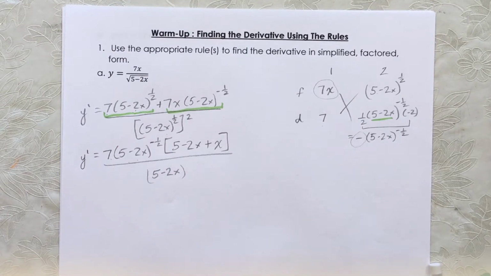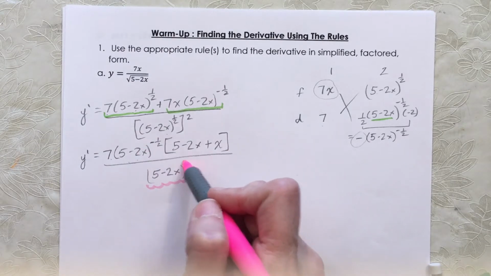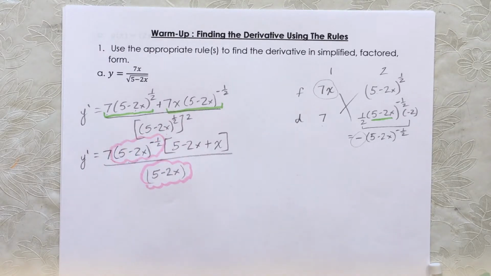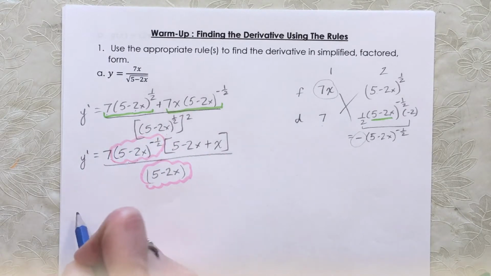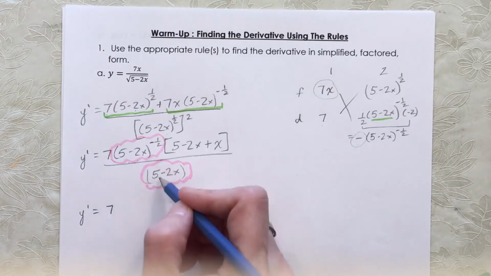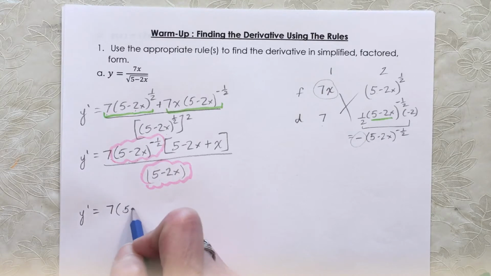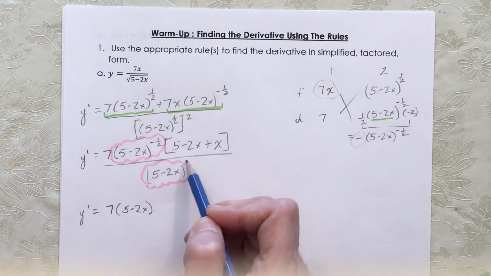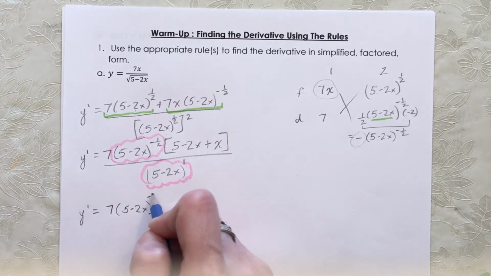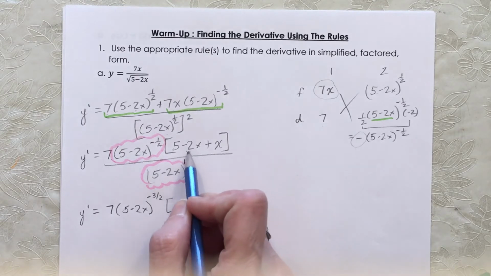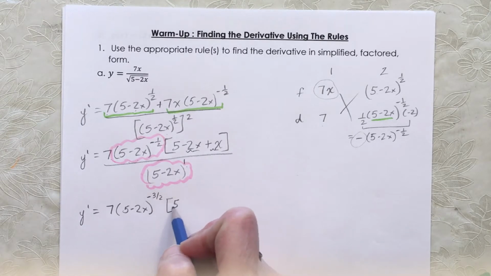And then these ones are the same in the top and the bottom. So I've got my 7. And then if I divide these powers with the same base, I keep the base 5 minus 2x. And then -1/2 minus 1 is -3/2. And then inside the bracket here, these are like terms, so I just get 5 minus x.